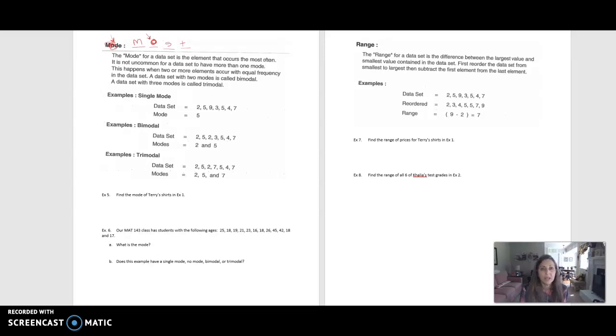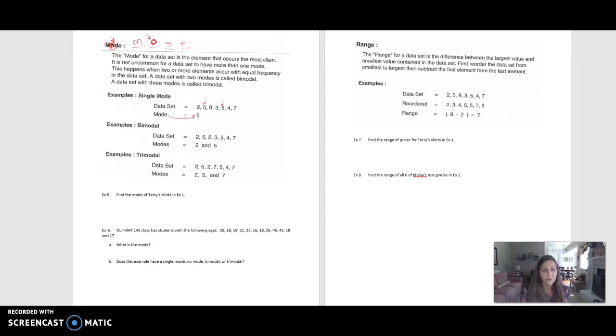Now, sometimes there can be more than one mode. And so we'll look at that right here. So in this data set, you have 2, 5, 9, 3, 5, 7, and 4. The number that is most repeated is a 5. We see that twice. So you have one mode and the number is 5. That is the most repeated number in that data set.